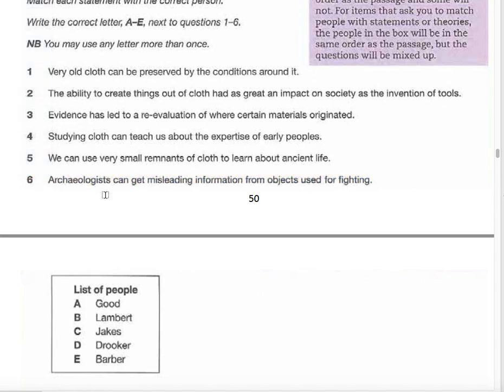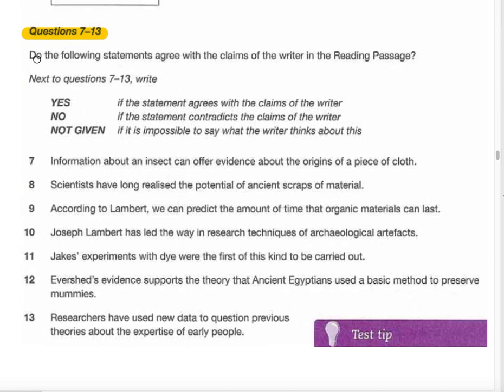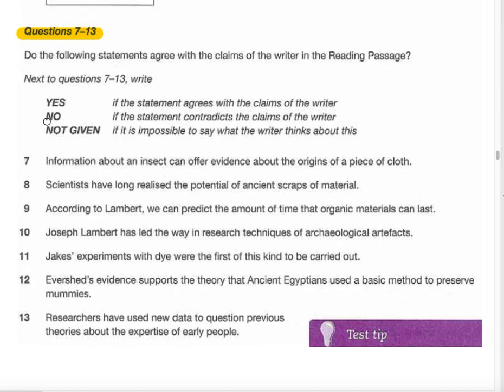So we read the questions, we rephrased it. Who said it? We need to match. Questions 7 to 13. Well, we've done these ones before. Yes, no, not given. Yes. I know some of you don't like that, but I like these ones.